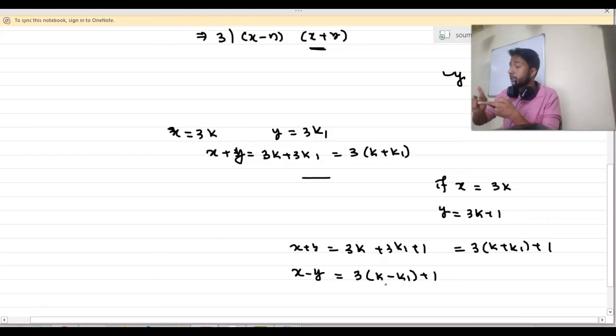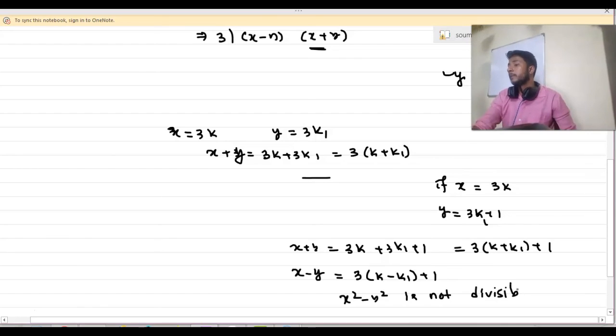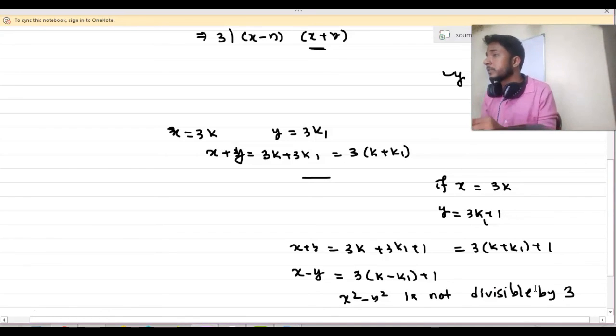So if x is of the form 3k and y is of the form 3k1 plus 1, that is x is divisible by 3 but y is not divisible by 3, then x plus y is not divisible by 3 and x minus y is also not divisible by 3, and hence I can conclude that x square minus y square is not divisible by 3. Okay, so if x is divisible by 3 and y is not divisible by 3, then x square minus y square is also not divisible by 3.